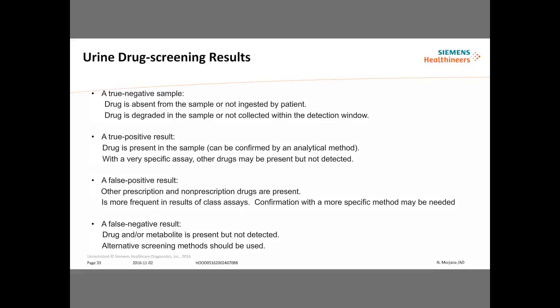Urine drug testing screen results could be true positive or true negative. A true negative means the drug is absent from the sample, or was not ingested by the patient, or the drug degraded in the sample, or was not collected within the collection window. True positive samples indicate that the drug is present in the sample and require confirmation.